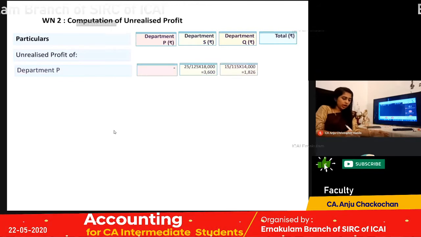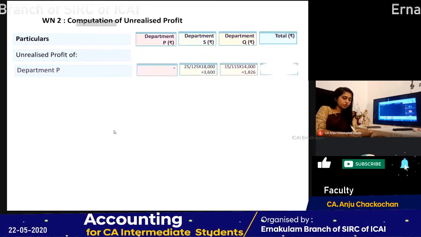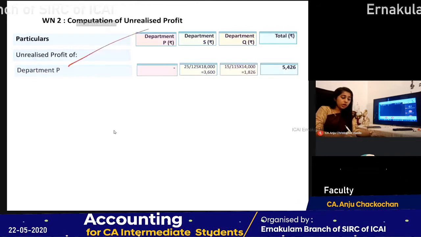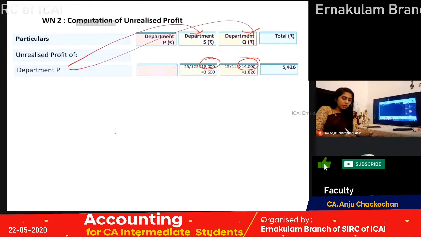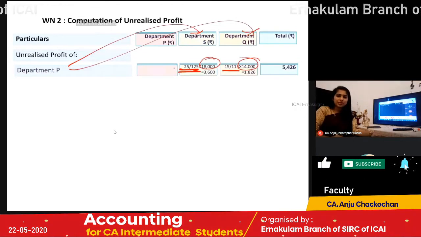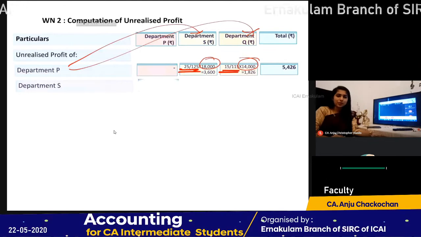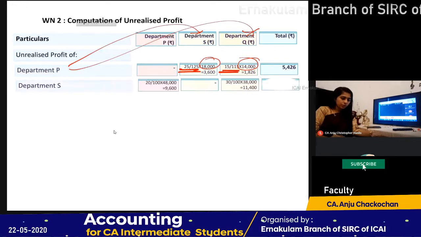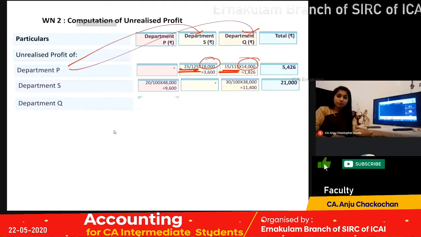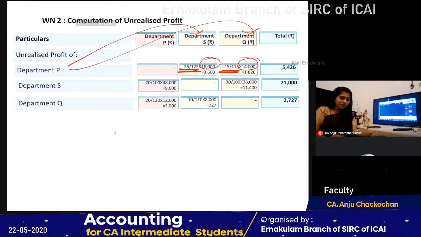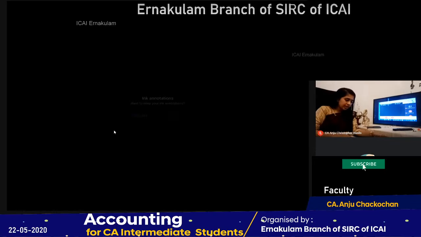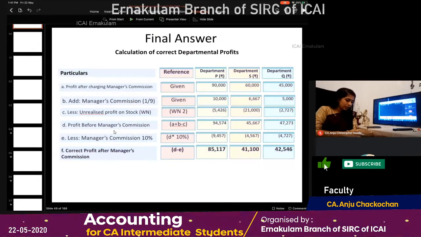See, department P has transferred goods to department S and department Q. Stock lying unsold was 18,000 and 14,000. To that, we just have to multiply the profit percentage. That was the only task required. With that, we got the unrealized stock reserve for all the three departments.